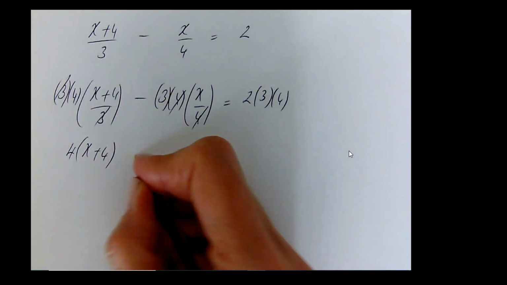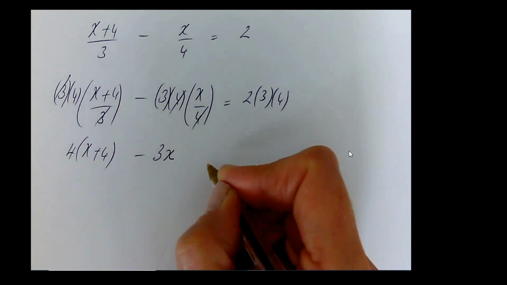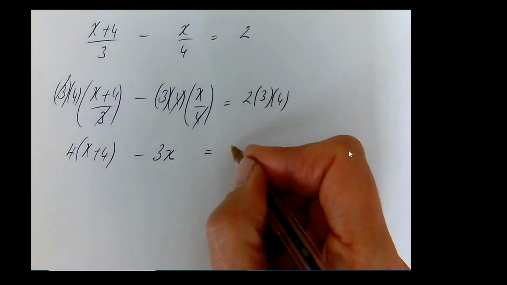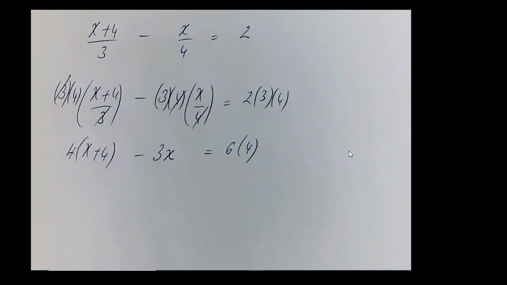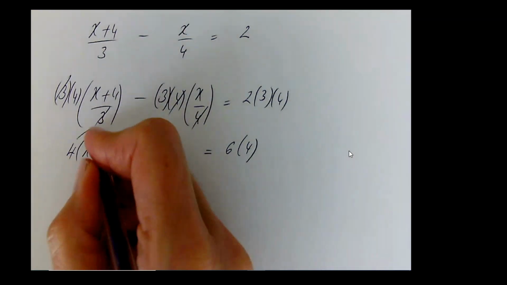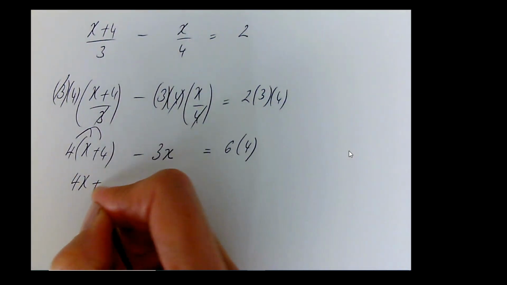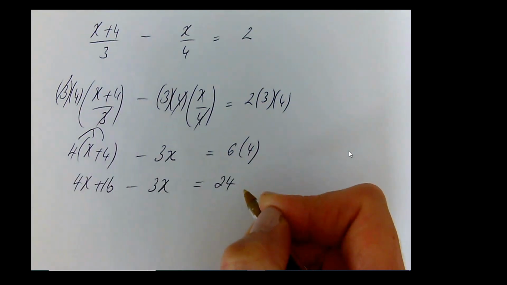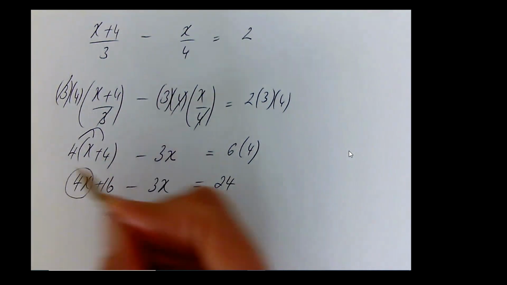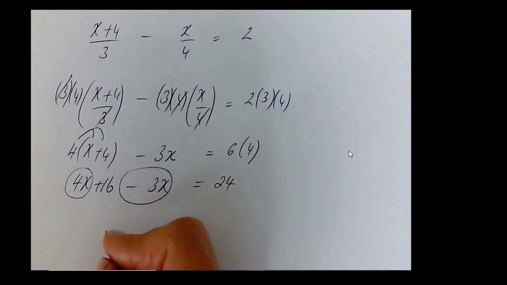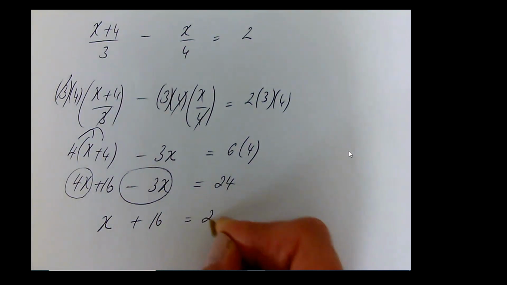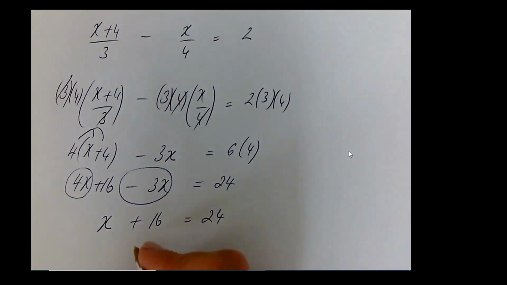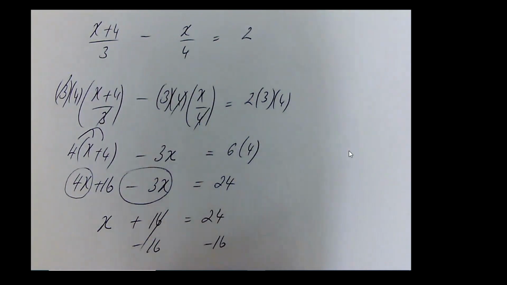which I'll multiply out next, minus 3 times x is minus 3x, and 2 times 3 is 6, which we will then multiply by 4. Okay, so now multiplying out the brackets here, I get 4x plus 16 minus the 3x, 6 times 4 is 24, and of course I can tidy up the left-hand side, adding the x's together. I get 4x, take away 3x, which is x, add 16, which is 24, and of course take away 16 from both sides. I get x is equal to 8.